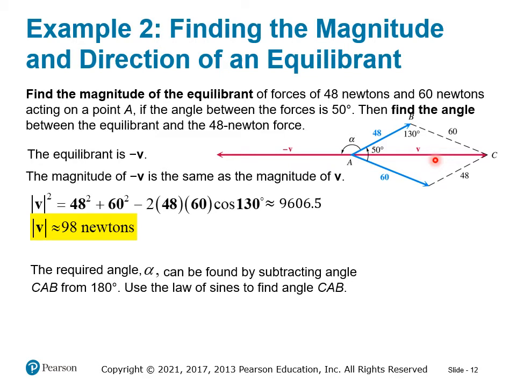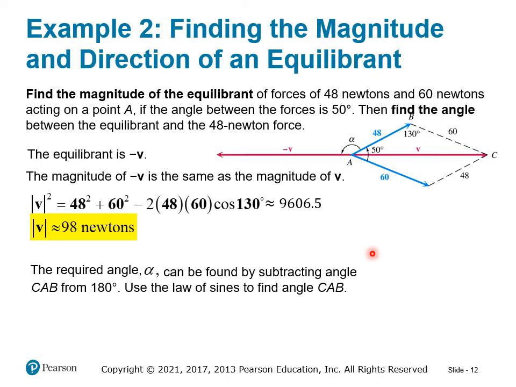The magnitude of the equilibrium is the same as the magnitude of the resultant. We do not give sizes in negative numbers, so be careful, okay? The negative here indicates the direction it's going, not the value of the magnitude. The magnitude of the equilibrium is not negative 98. It is 98. It's the same size. It's just going in the opposite direction. So be careful with that. We think of the equilibrium as the opposite of the resultant, but it doesn't mean it has a negative magnitude, all right?